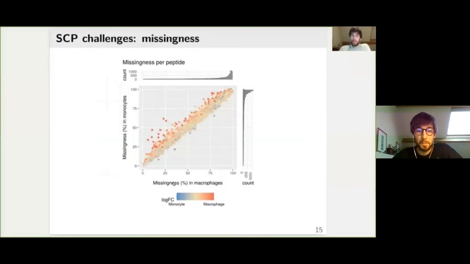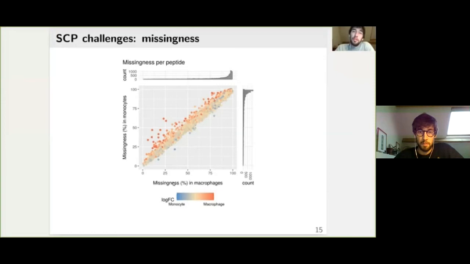Then we have missingness. Sorry, I should explain this graph. Each dot here is information for one peptide. On the x-axis, you have the missingness of that peptide in macrophages, and on the y-axis the missingness of that peptide in monocytes. You can see that generally for both cell types, the missingness is around 95%, something like that. Those 95% are, of course, due to technical missingness.